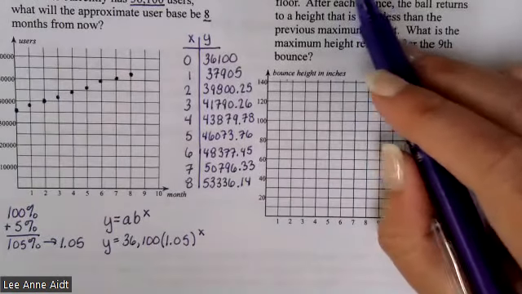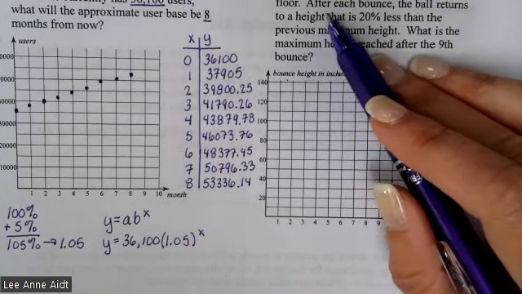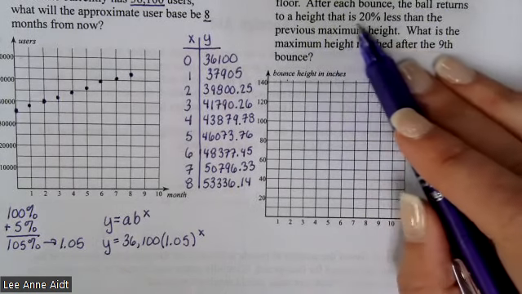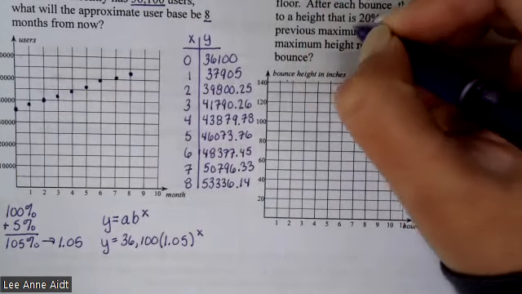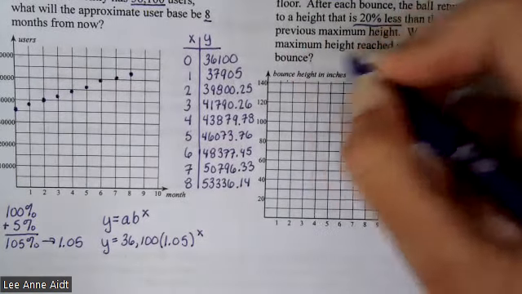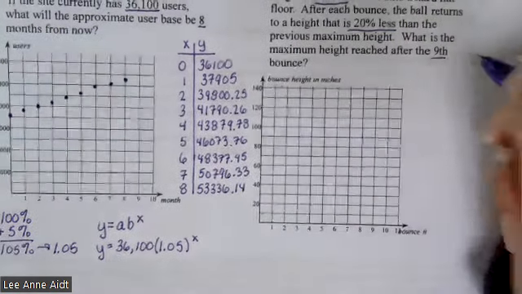A rubber bouncy ball is dropped from a height of 118 inches onto a hard flat floor. After each bounce, the ball returns to a height that is 20% less. Okay, so I need to underline stuff. This 20% less than the previous maximum height. What is the maximum height reached after the ninth bounce?